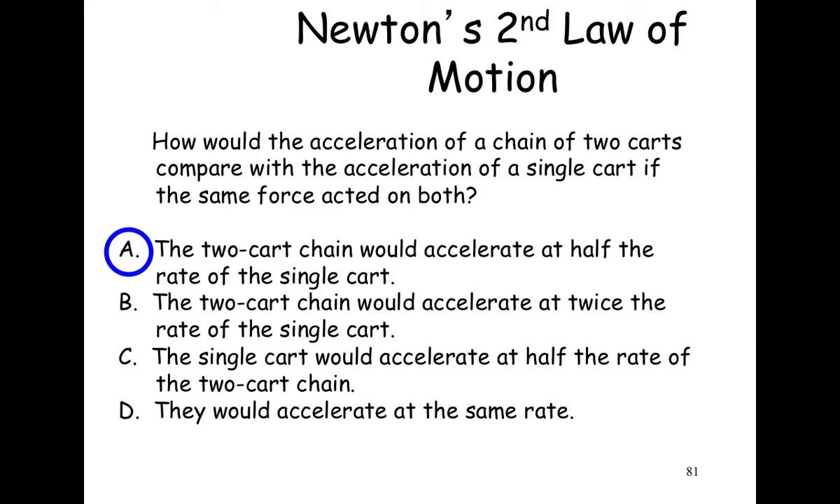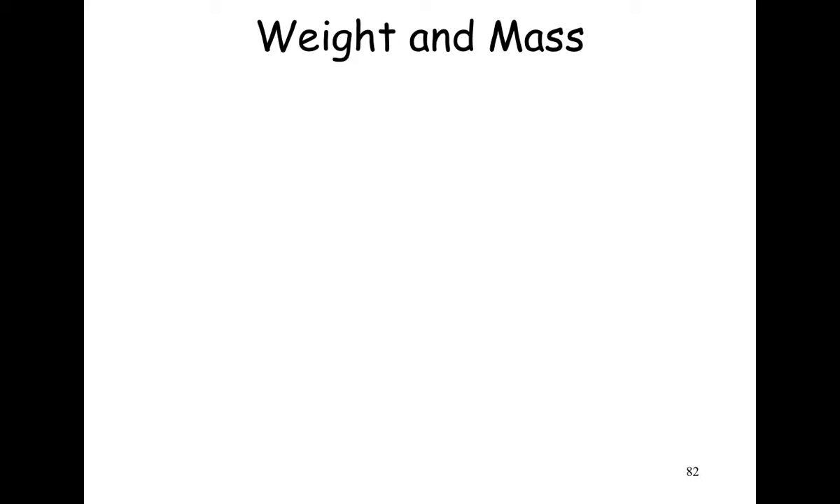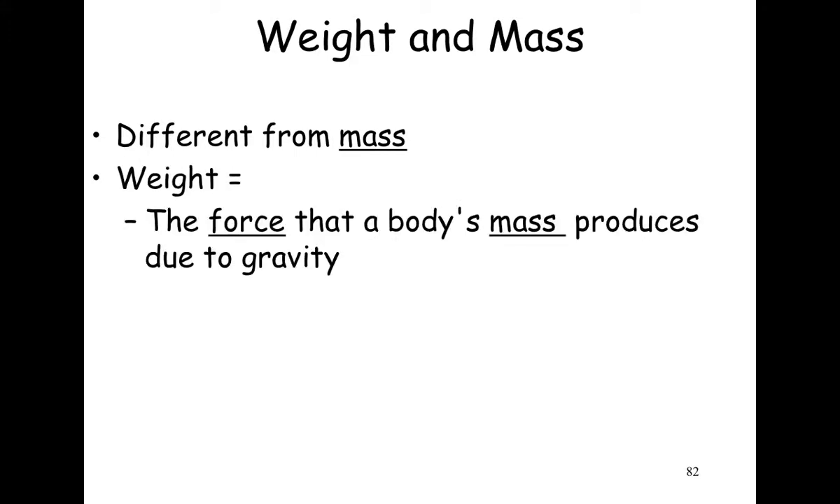Now, Newton's second law also allows us to talk about weight and mass. Weight and mass are different. We tend to use them interchangeably, but they are different, and we mentioned this when we were talking about measurements. Weight is different in different parts of the universe. Mass is not. That's because weight is a force that the mass produces due to gravity. Because gravity is different in different parts of the universe, your weight will change, but your mass will not.